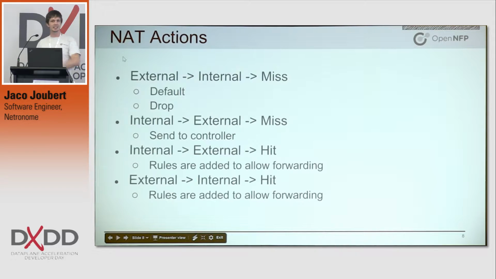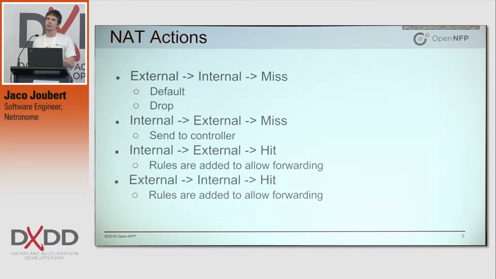External to internal. That is the default rule. If it doesn't hit any rule in the table, we are just dropping it. That's the safest way to go. Then we have the internal to external miss, which means we don't have a rule specifying that this packet is allowed to go out. So that will add rules first.